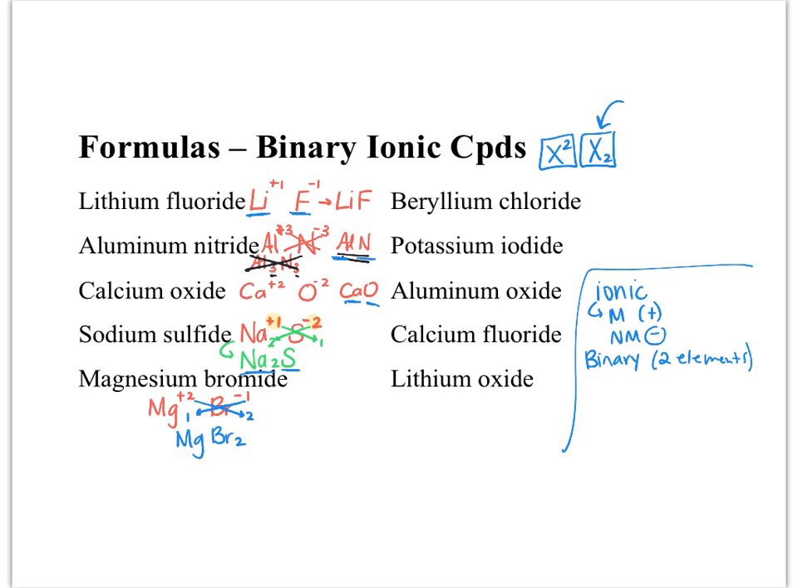When you are writing the name for a binary ionic compound, you just name the metal, name the nonmetal, and change the ending to "ide." If you want to get the formula for a binary ionic compound, you're going to crisscross the oxidation numbers from the periodic table in order to get your formula.